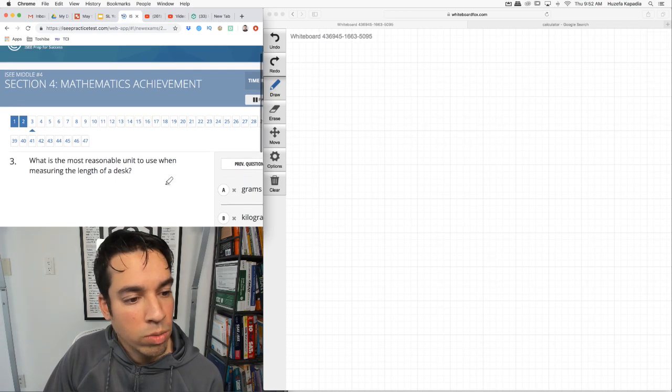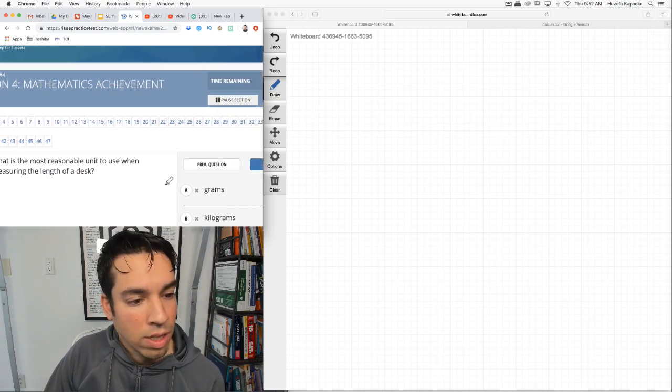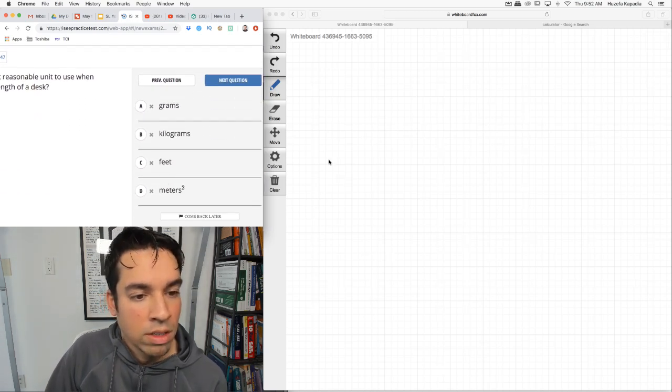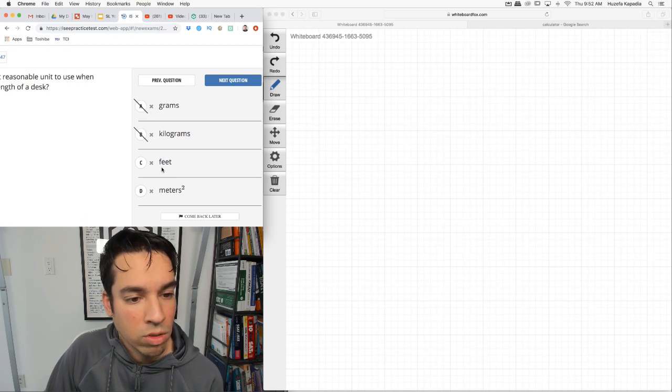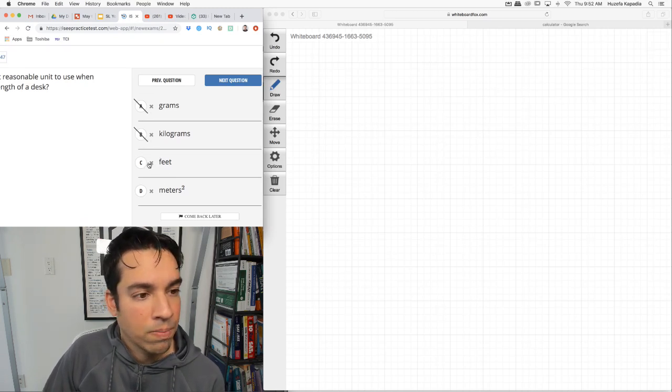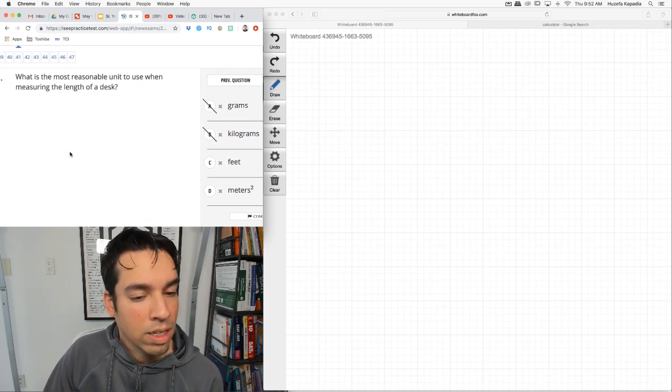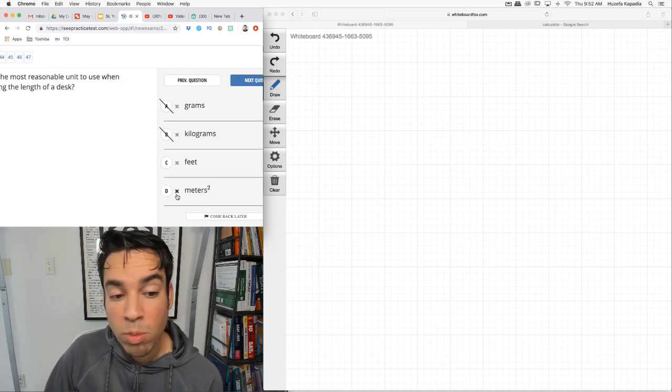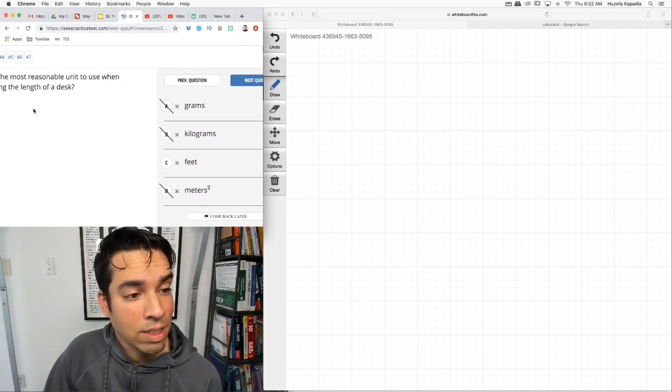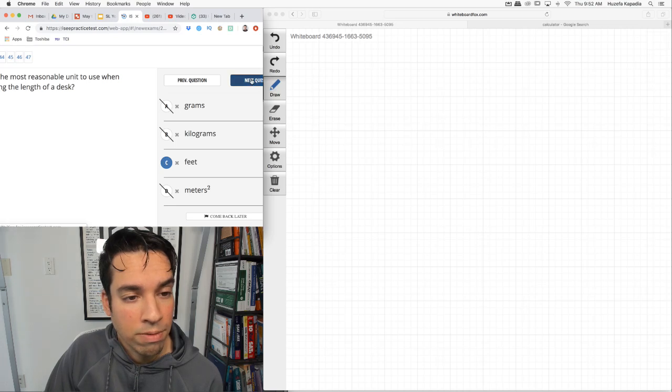What is the most reasonable unit when using to measure the length of a desk? These are measures of weight. They make no sense. This is a nice length, but it says meters squared would almost work, except for that's area, and it says the length of a desk, so we're talking about feet.